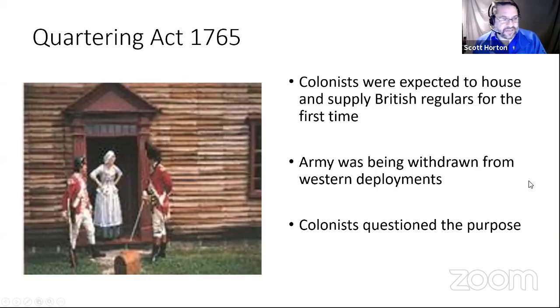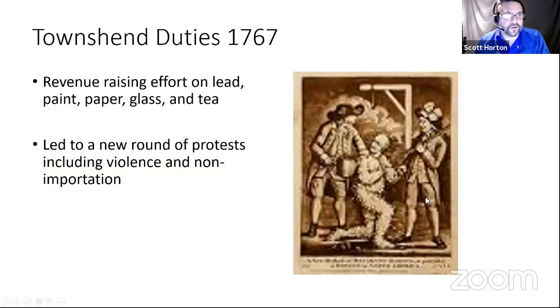Quartering Act is passed at the same time. The Twitter poll says about 80% of you think that it is the civil rights or lack of representation that's more important. And this is a good example of that as well. The colonists were expected to house and supply British regular soldiers, which colonists viewed, of course, as a violation of their right to privacy. It's forcing us to support soldiers that might not be really here for our own best interest, might be one way of putting that.